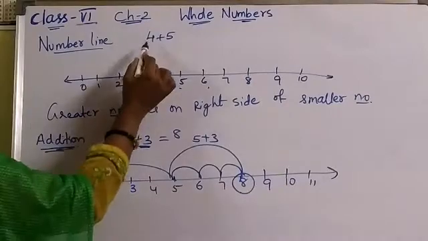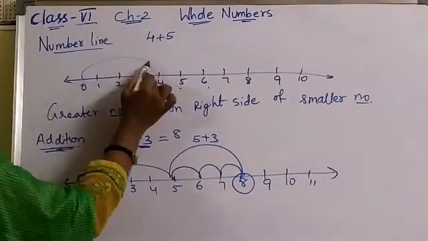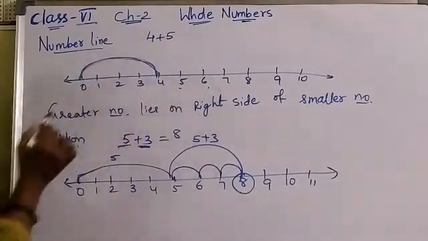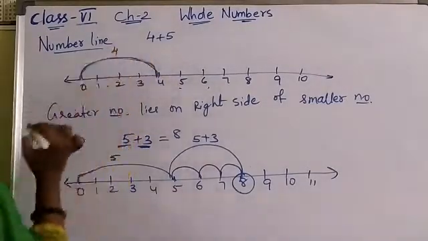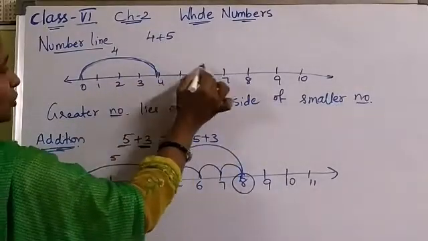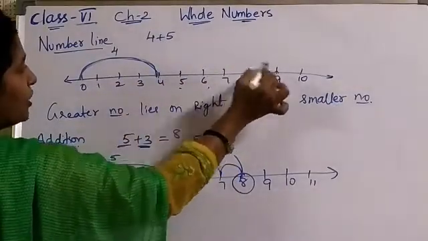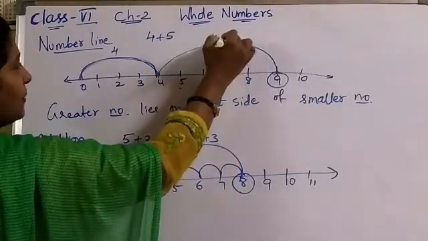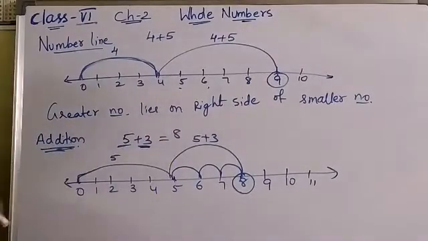4 is represented from 0 to 4. I am moving from 0 to the right side. From 4, we should move 5 places to the right side. So 1, 2, 3, 4, 5, from here to here. So the answer is 9. This is 4 plus 5.